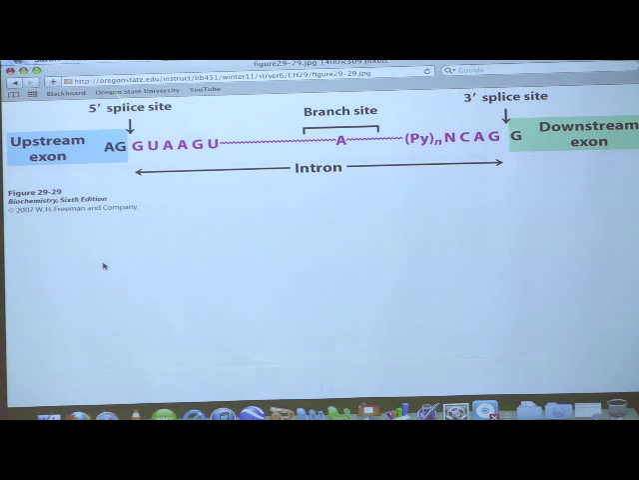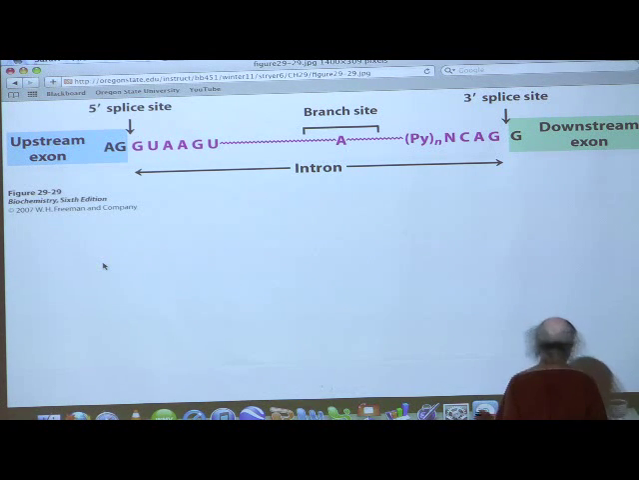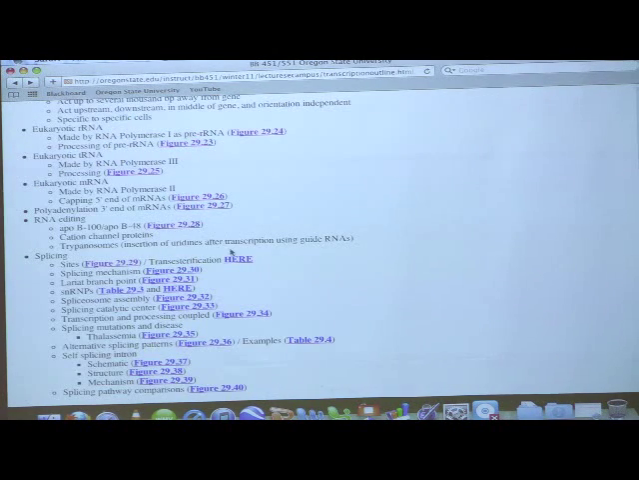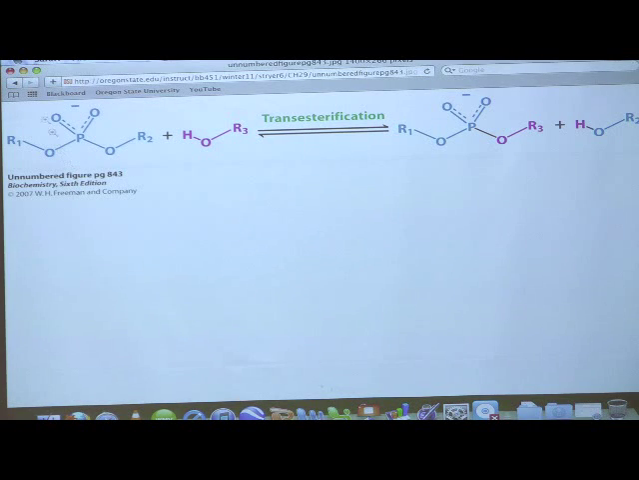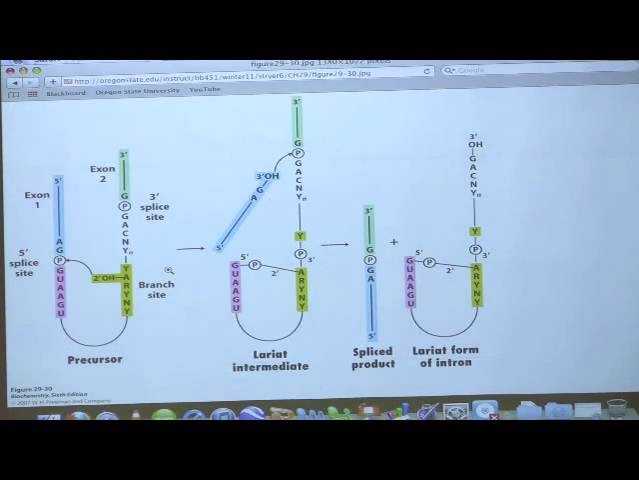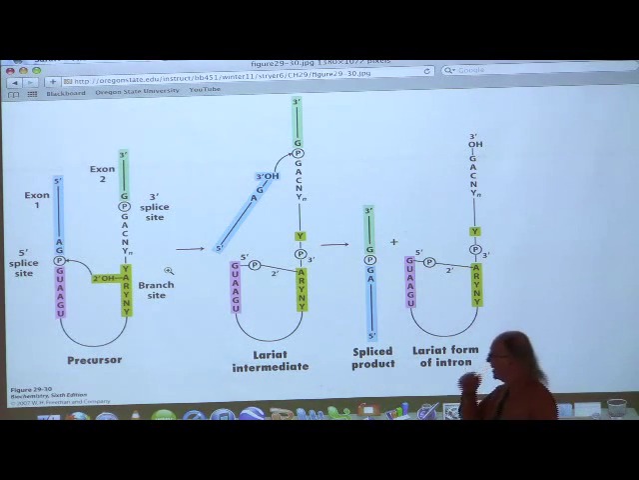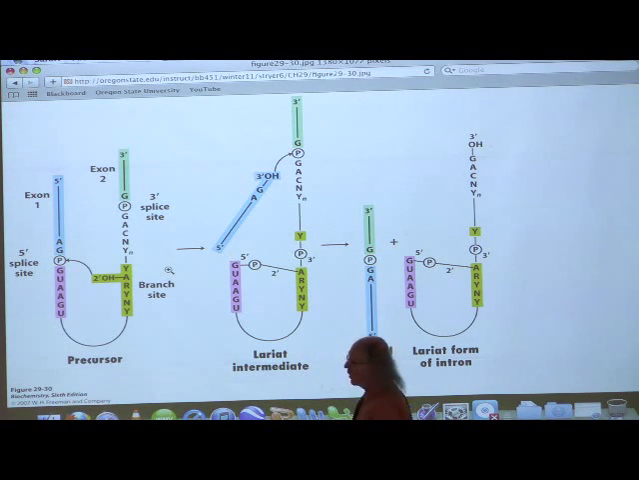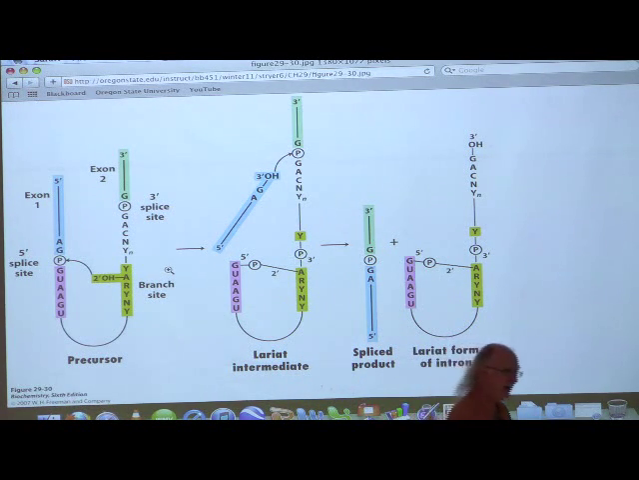Okay? So 3 conserved features: a GU at the 5' end, an AG at the 3' end, a pyrimidine-rich region that has an A. Okay. When we look at what happens in the phenomenon of splicing, we see something like this. This isn't the best figure in the world, but let me try to explain what's here. Here is what we would call a pre-RNA. Pre meaning it hasn't been spliced yet.